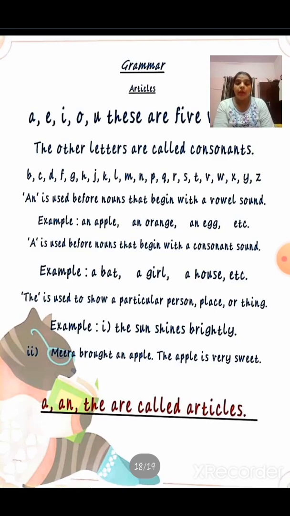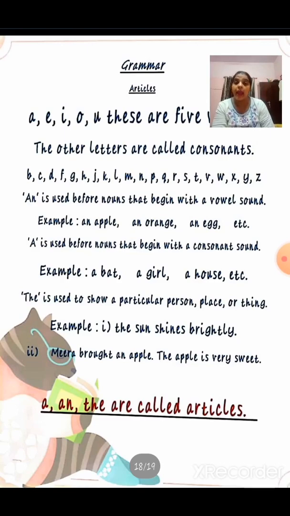So here we are speaking about the sun. The sun is only one, so we use the with the sun. A sun we will not use. We will use the sun. Next example is Meera bought an apple. The apple is very sweet.